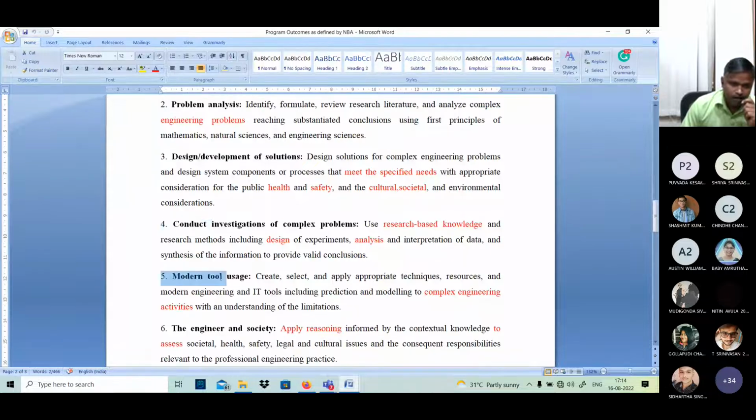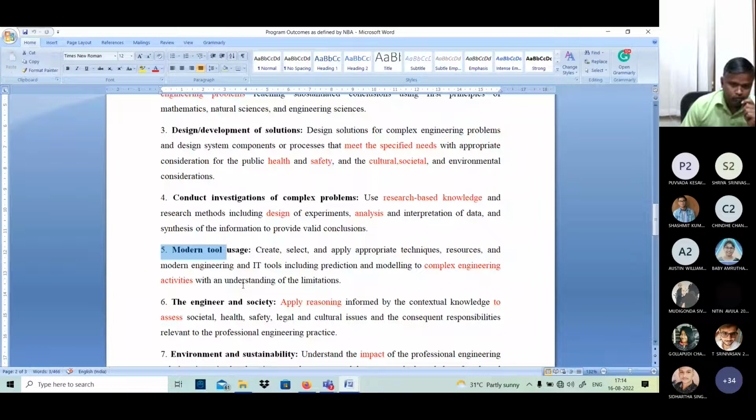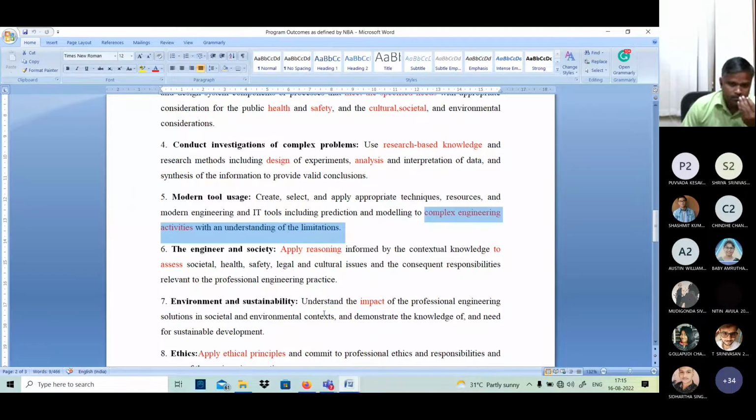Fifth program outcome, if there are any modern tools, here the student is able to create or select the existing tool or apply the appropriate tool and resources, modern engineering and information technology softwares to predict and model to solve the complex engineering problems. So if there are any tools available, the students should be able to use those modern tools to solve the problems. That is the meaning.